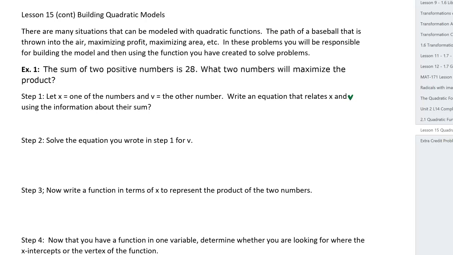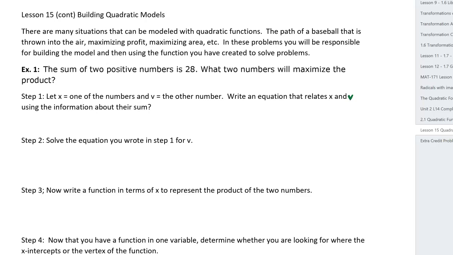In this video, we are going to talk about building quadratic models. There are many situations that can be modeled with quadratic functions: the path of a baseball that is thrown into the air, maximizing profit, maximizing area, and other things. In these problems, you will be responsible for building the model and then using that model or function you have created to solve problems.